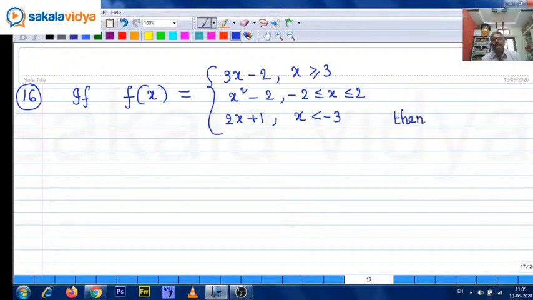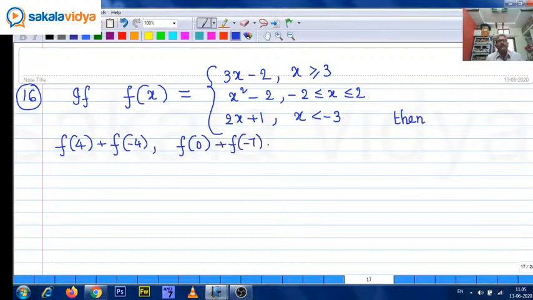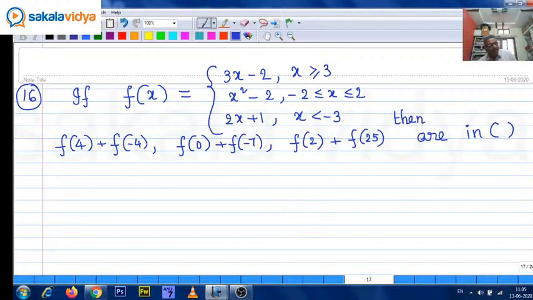Then f of 4 plus f of minus 4, f of 0 plus f of minus 7, f of 2 plus f of 25. The first one is AGP, the second one is AP, the third one is harmonic progression, the fourth one is geometric progression, GP.